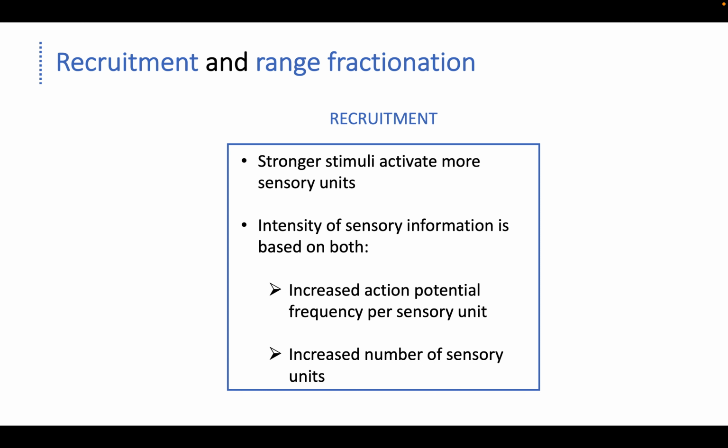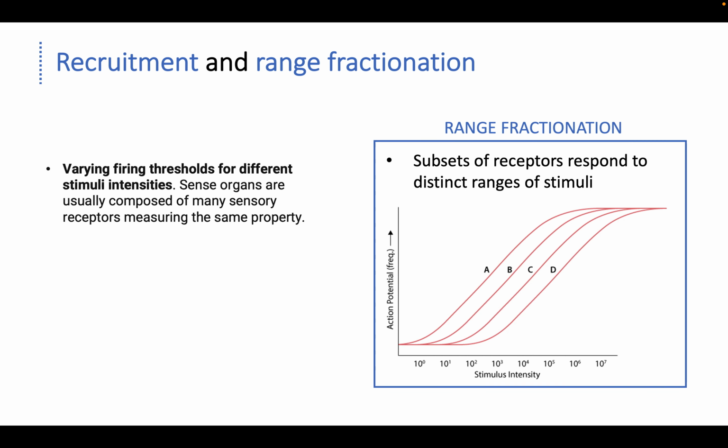Now, there's something else called range fractionation, and this is how we determine a progression of different stimulus intensities, okay? So we can also have certain types of receptors or certain numbers of receptors be stimulated at different thresholds. If you think of something like noise, or some smell, some chemical that you smell, you have very loud noise, medium noise, quiet noise, very quiet noise. You have things that smell very, very strong, pretty strong, moderate, weak, very weak, right? So we have these ranges here.